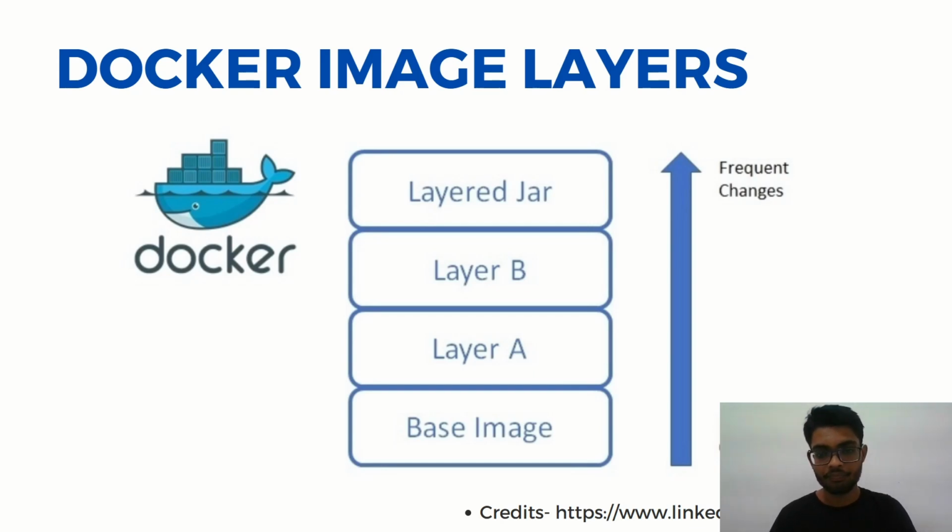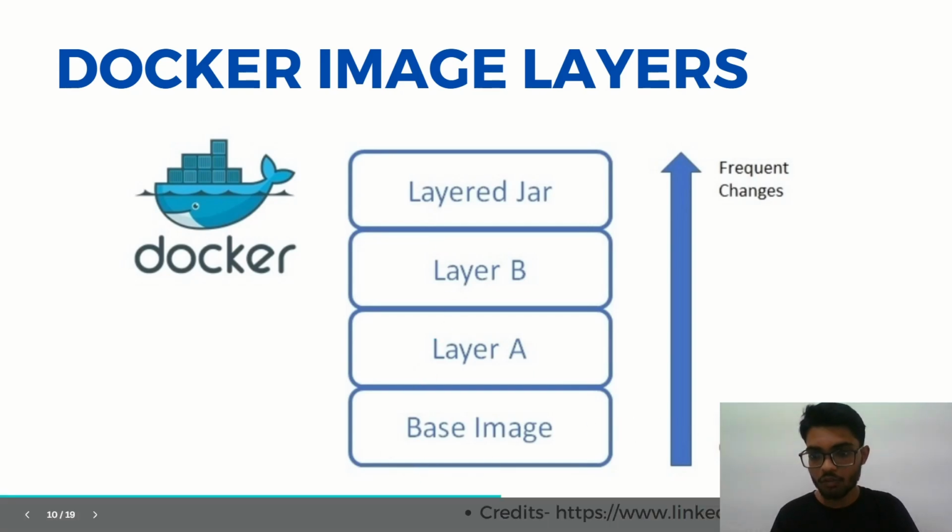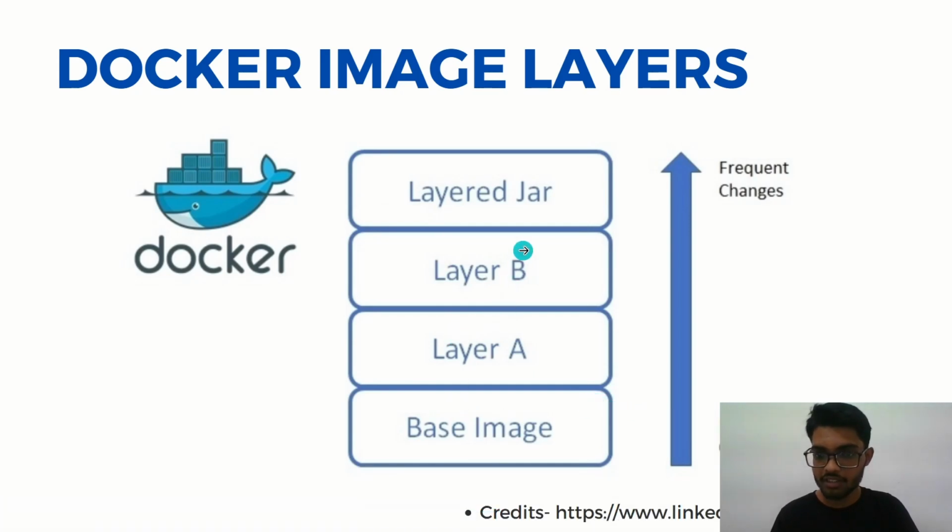So there are layers. In the base image there are no frequent changes, but as we move forward, from layer A to layer B, these layers contain frequent changes. So images are built on the top of each other, creating different layers.